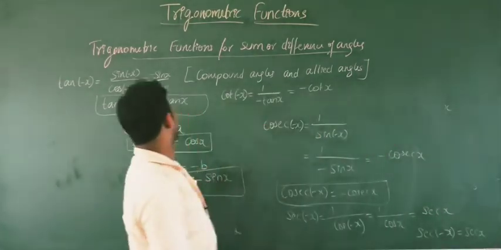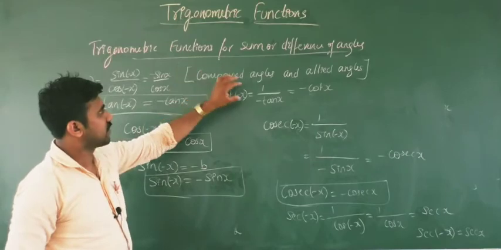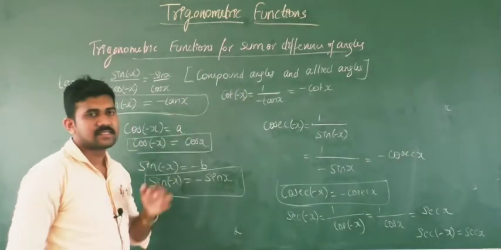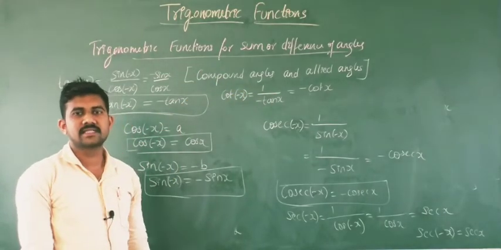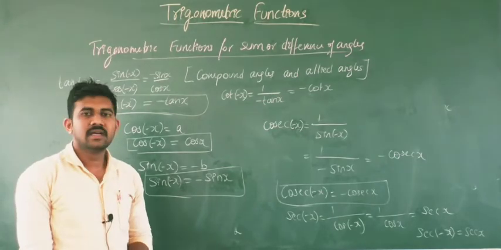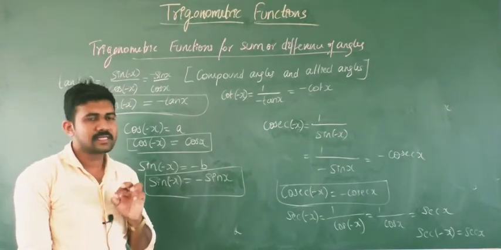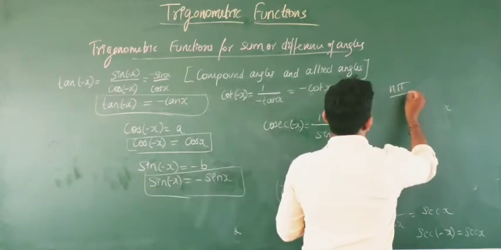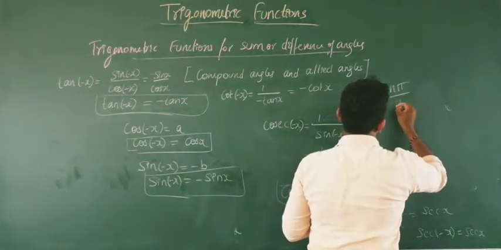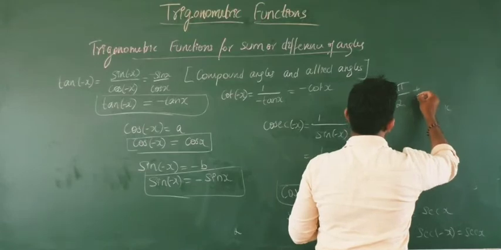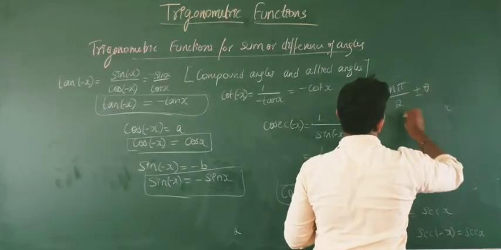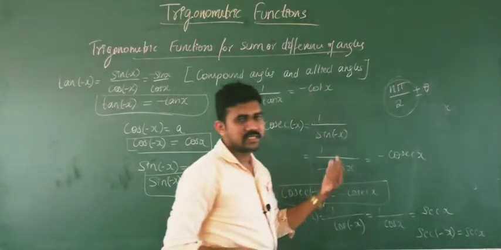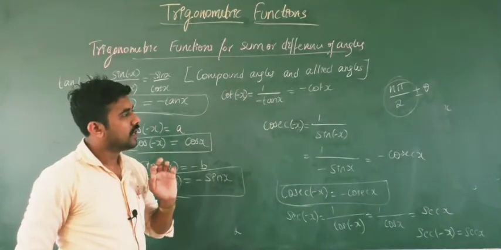This is a trigonometric function for allied angle only, because here minus theta or minus x is an allied angle. It is a multiple of n pi, and suppose here n is 0, then we'll get minus theta or minus x. So clearly it is an allied angle.